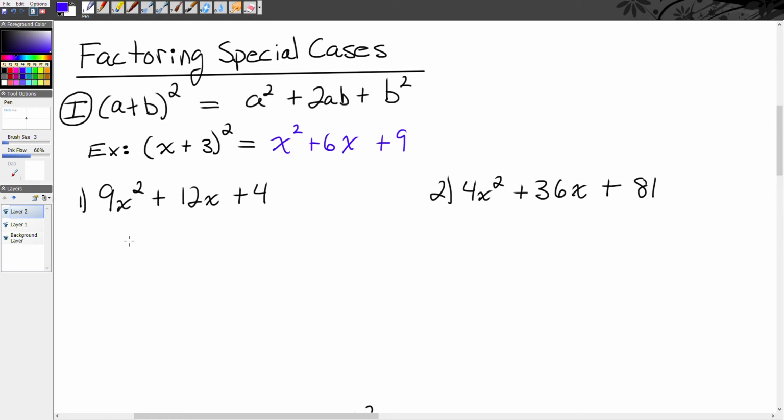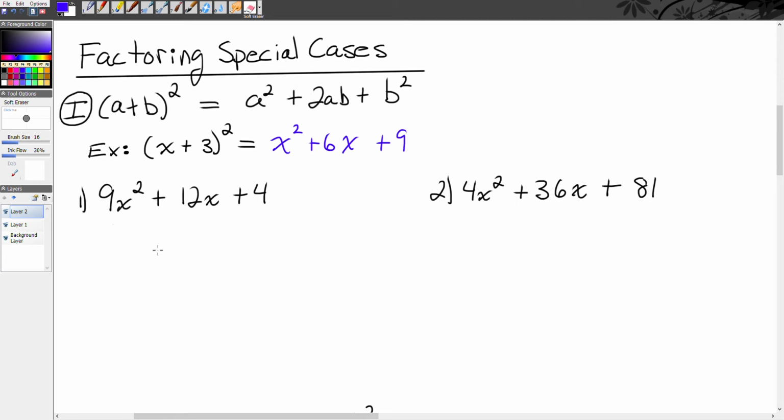So what do you want to do? If we look at example number 1, first you need to be able to identify whether or not it's a special case. So how do you do that? Well, look at the first term and see that it's a perfect square; 9x squared is a perfect square. Then look at the third term and see if it's a perfect square; 4 is a perfect square. So that tells you that you probably have a special case. Since we have 9x squared plus 12x plus 4, and everything is positive, that tells me this is a special case that comes from an (a plus b) squared.